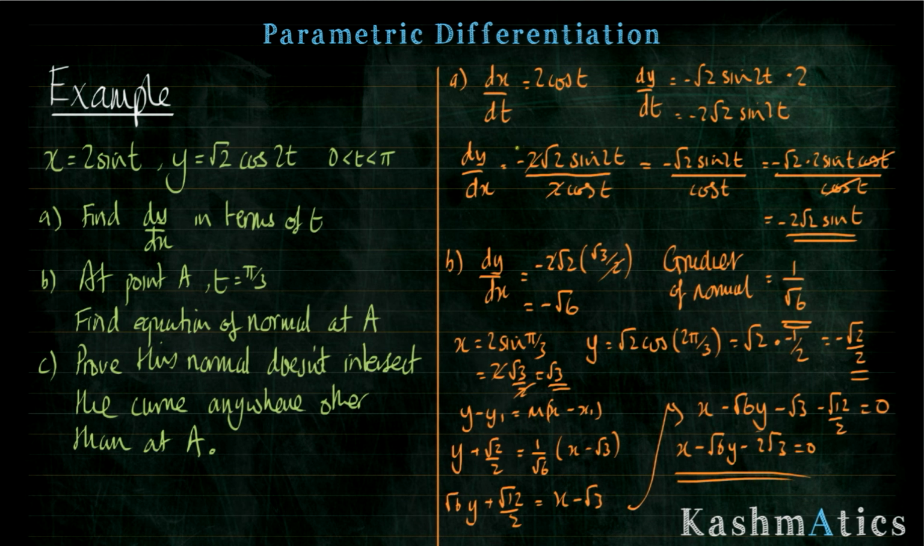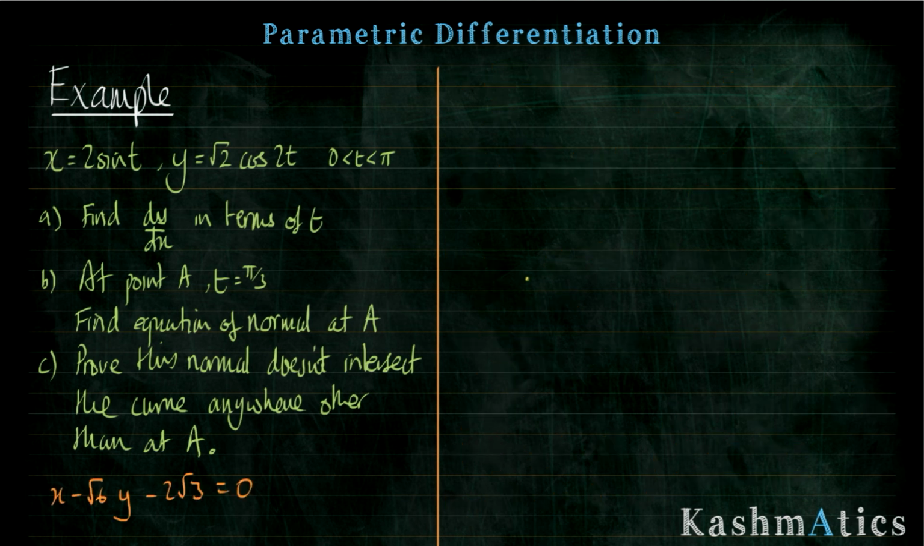Now I haven't left myself much room to do part C, so I'm going to have to get rid of some of this. And I've just put the answer to part B over there on the left so you can see what it is. Now it says prove this normal doesn't intersect the curve anywhere other than A. Now in order to do that, what I need to do is plug in this substitution for x and this substitution for y into this equation and try and solve it. So let's have a look. X, which is 2 sine t, take away root 6 multiplied by y, which is root 2 cos 2t, take away 2 root 3 equals 0.